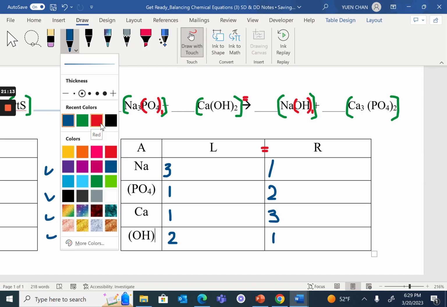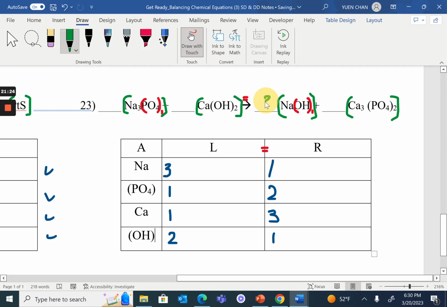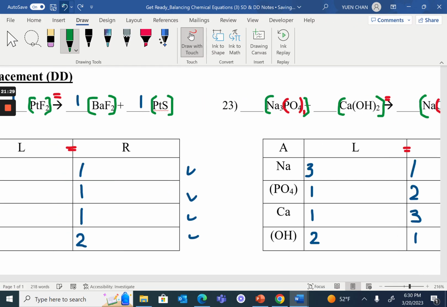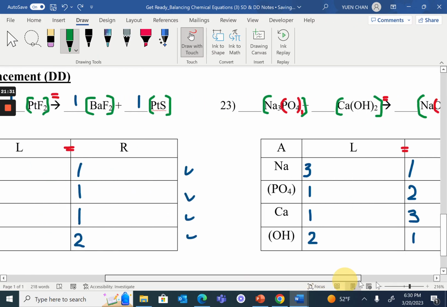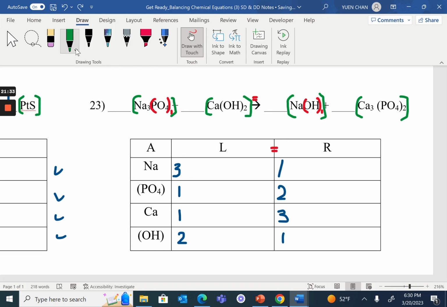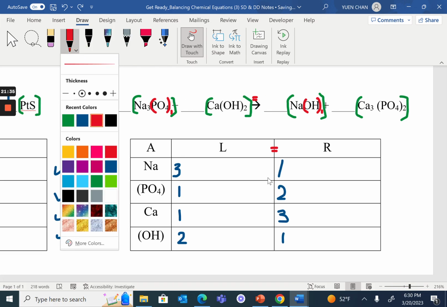So I'm going to start with Na. I want to balance Na. So on the left-hand side, I got 3 Na. On the right-hand side, I only got 1 Na. So I want to put 3 here. Actually, I don't want to use this color. I'm going to use red color. Okay, so how can I make the Na balance?